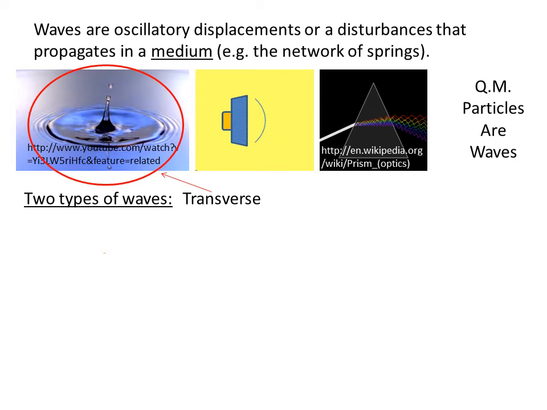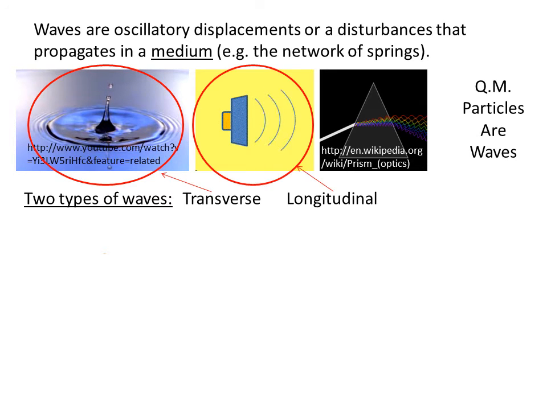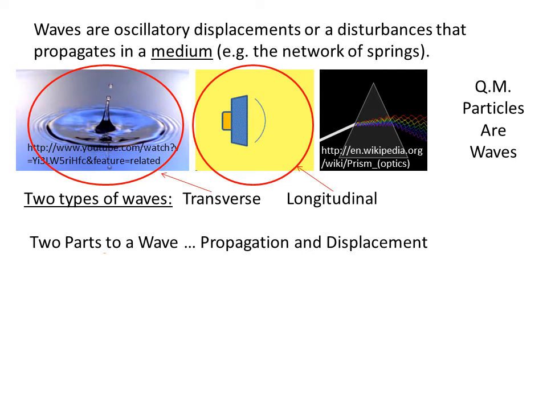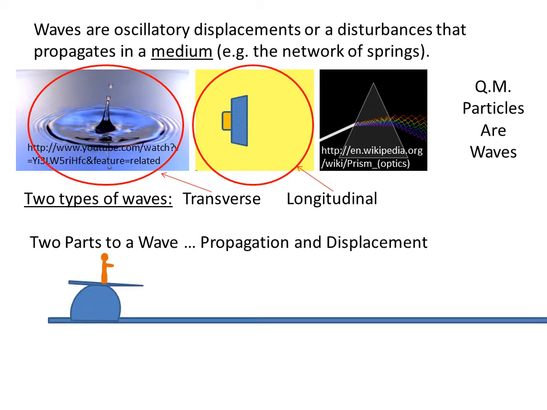There are two general types of waves. There are transverse waves, where as the wave propagates, the displacement is in the perpendicular direction, or transverse, to the motion. Or there are longitudinal waves, where the displacement or disturbance is in the same direction as the motion of the wave. There are two parts then to a wave: propagation and displacement.